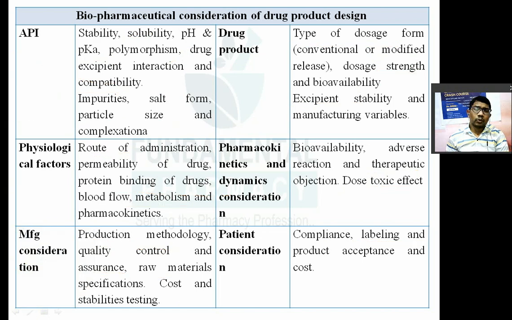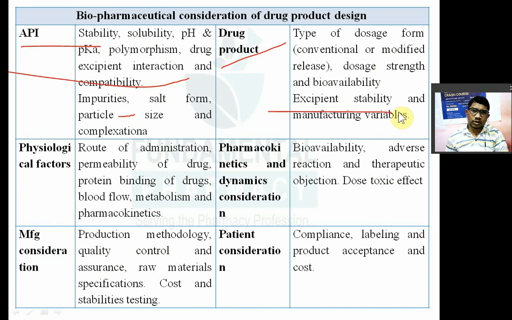So what are the different factors you have to take into consideration while designing a dosage form? So API related factors कौन से, stability, solubility, pH, pKa, polymorphism, drug excipient interaction, compatibility, impurity, salt formation, particle size and composition. वैसे ही ड्रग प्रोडक्ट के रिगार्डिंग कौन से फैक्टर्स है, टाइप ऑफ डोसेज फॉर्म, either conventional or modified, dosage strength, bioavailability, excipient stability and manufacturing variables. ये प्रोडक्ट रिलेटेड है, right?